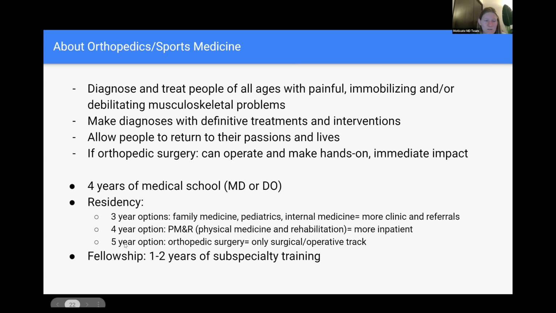And for all of these, as a family medicine doctor without fellowship training, you would still see people who have sports injuries or sports problems or musculoskeletal problems. But if you wanted to only do that, then it would be an extra 1 to 2 years of fellowship so that you're just exclusively working with those people.